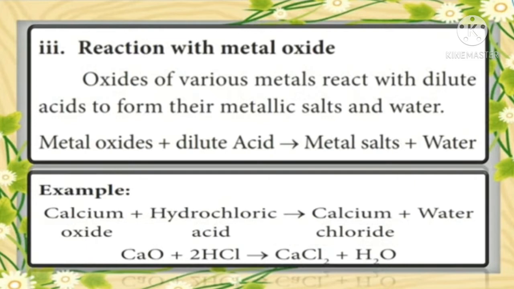Reaction with metal oxides. Oxides of various metals react with dilute acids to form their metallic salts and water. Metal oxides plus dilute acids gives metal salts plus water. Example, calcium oxide plus hydrochloric acid gives calcium chloride, CaCl2, plus water, H2O.